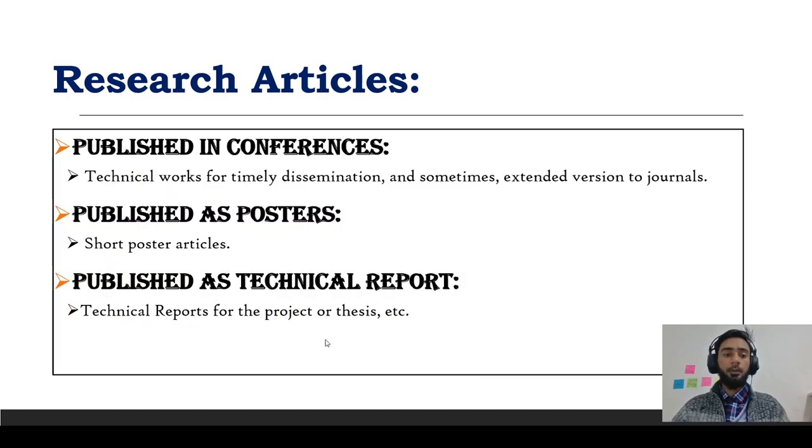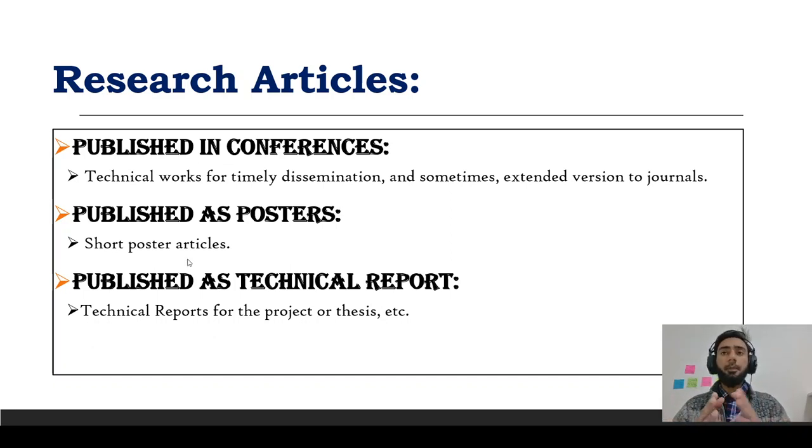Moving towards conference publications. Conference publications are for when you carry out a technical work and you want timely dissemination. These are also for when you want to visit some specific place or meet the experts of that field. So conferences are for these purposes as well. You do a technical work, you submit it to a conference for publication, and once your paper gets accepted, you can also go for an extended version of the conference article as a journal article.